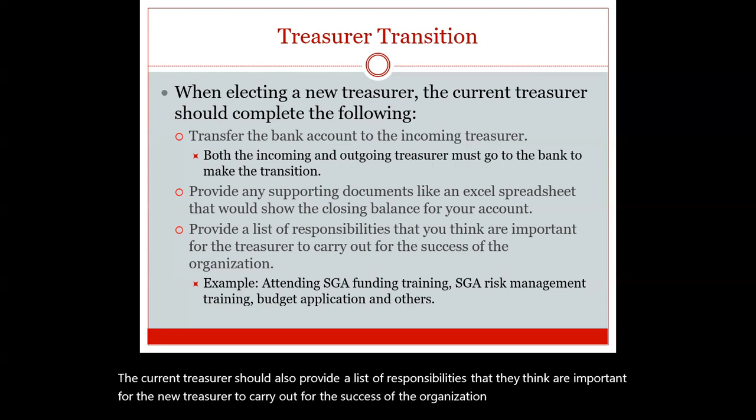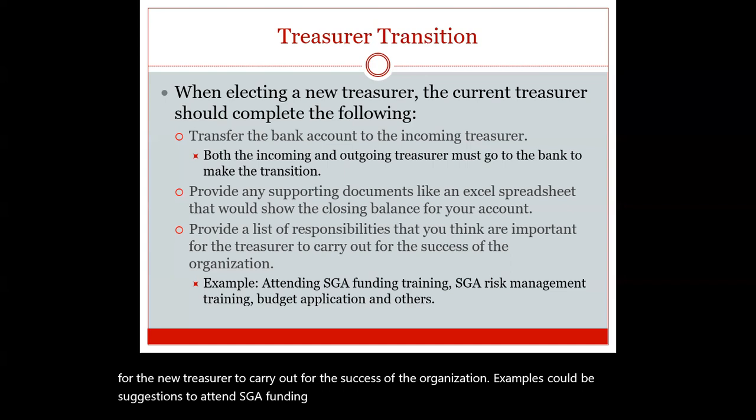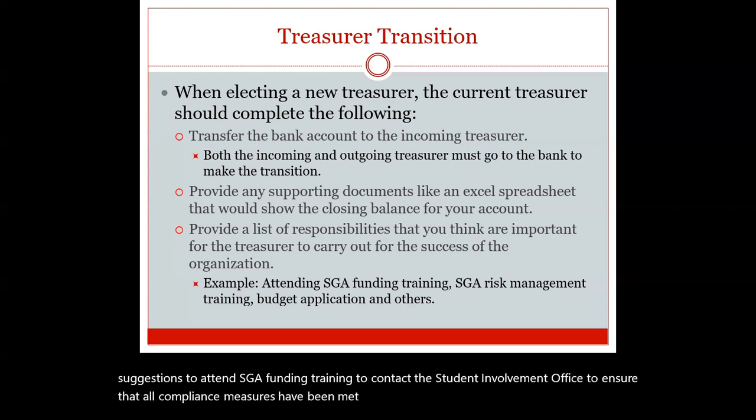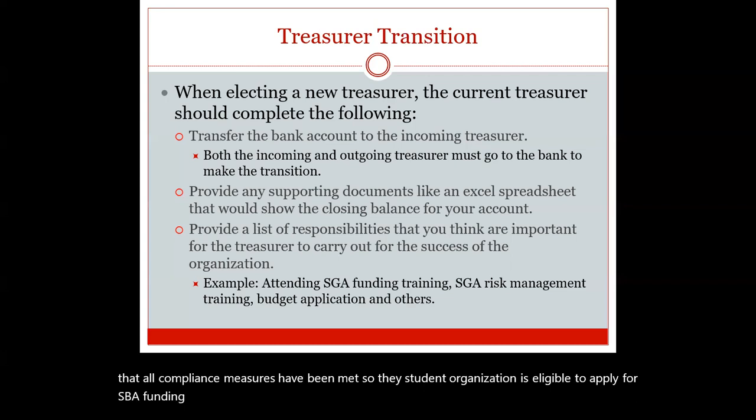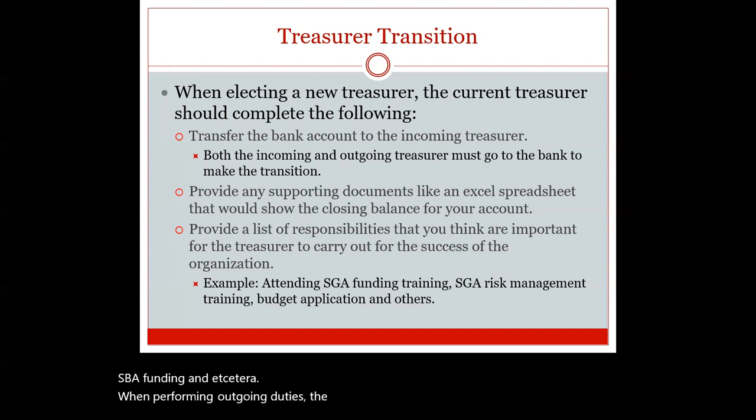Examples could be suggestions to attend SGA funding training, to contact the Student Involvement Office to ensure that all compliance measures have been met so the student organization is eligible to apply for SGA funding, and so on. When performing outgoing duties, the organization will see a smooth transition for their financial management.